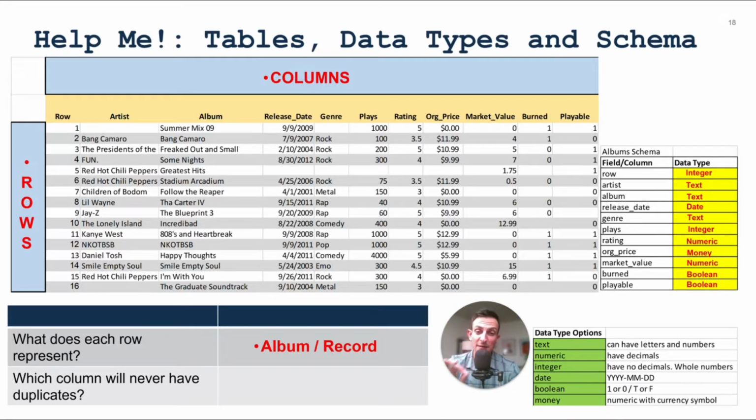The unique identifier for an album here, the one that will never have duplicates, that is unique to the row, is the column called row. It is the primary key of this table.